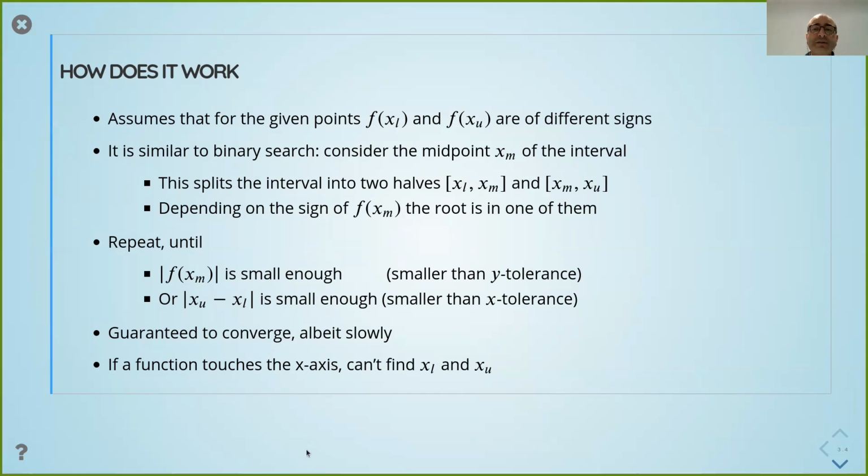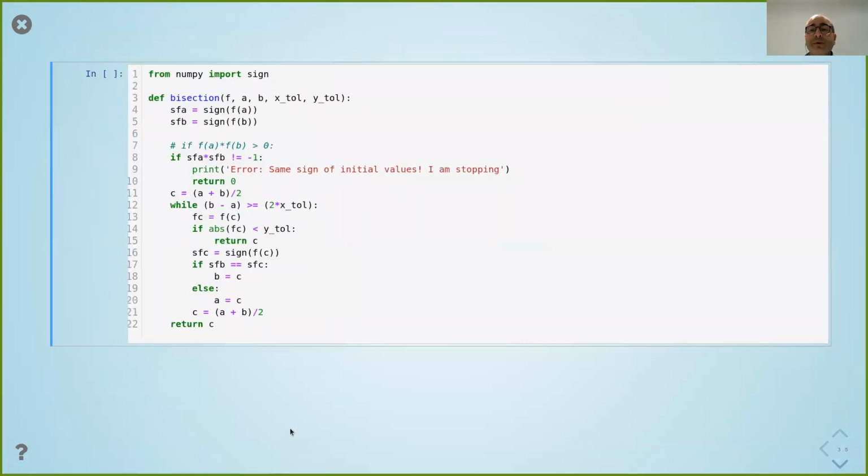And also, there is another issue that is related to the fact that we have to be able to start in a good place. So if you have a function that doesn't change sign, like x squared, the one that we had before, then actually there is a root, but there is no way I can find 2 points that have different signs, right? So in some sense, we do have limitations that are related to the bisection method. The first limitation is I have to start in a place where I do have f of xl and f of xu of different signs.